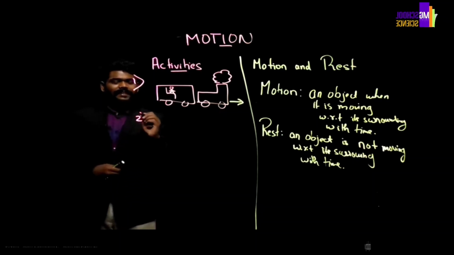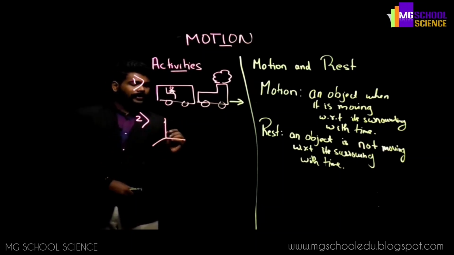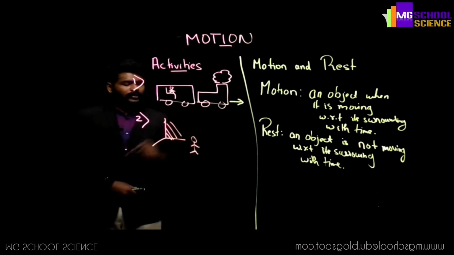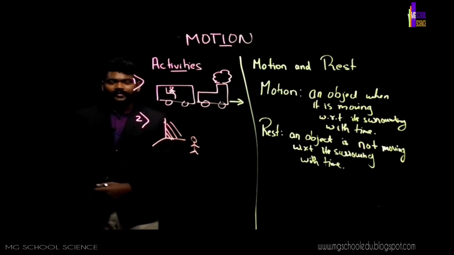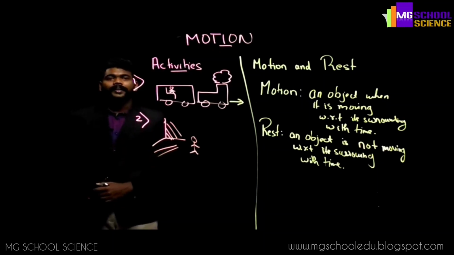Now, the second activity is to go to a corner wall at your house, stand near that wall, and ask yourself whether you are at rest with reference to the wall or you are in motion.